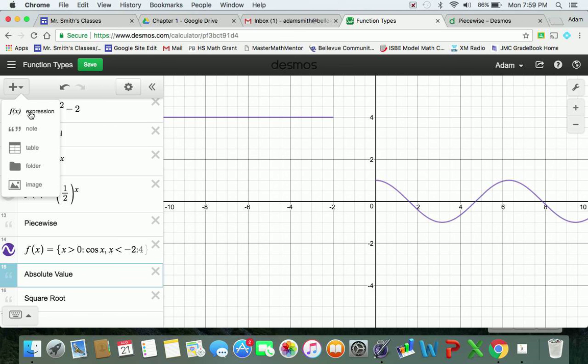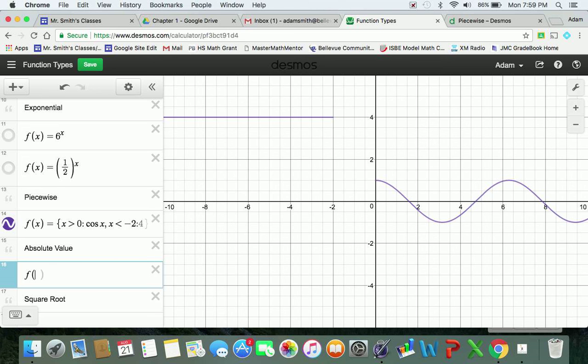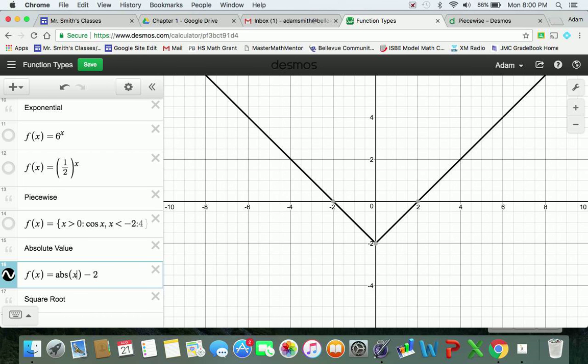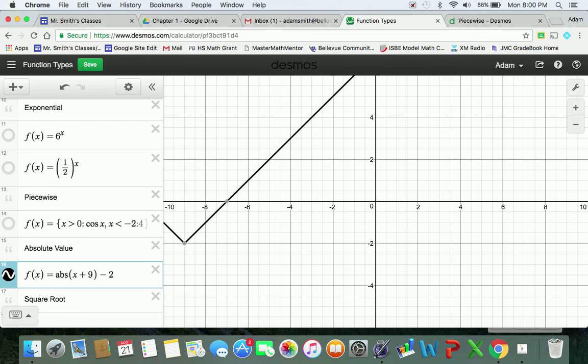Absolute value, these have the absolute value symbols to them. And I can't type those. I use ABS for absolute value, but you're pretty familiar, I'm sure, with what they look like. They're going to take on the V shape when all is said and done. But I can add and subtract numbers on the outside of it. I can add and subtract numbers on the inside of it, etc., etc.